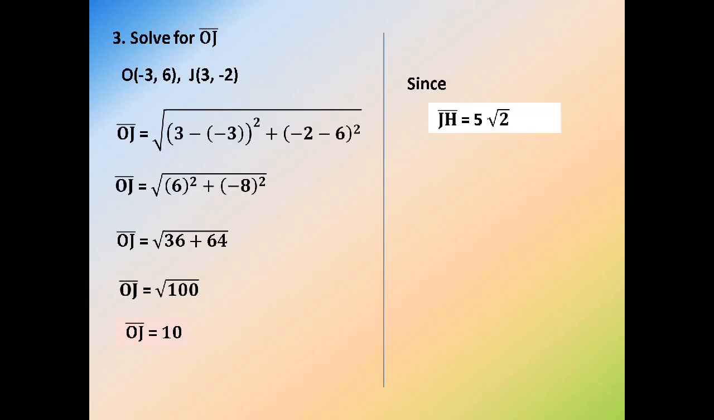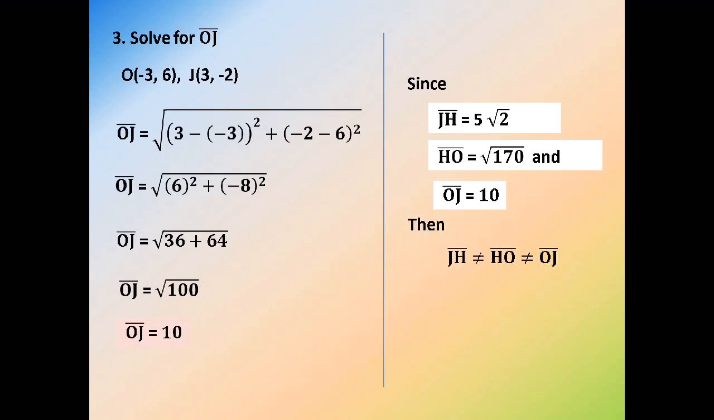So from the solutions that we have solved, we have segment JH, which is equal to 5 square root of 2, segment HO, which is equal to square root of 170, and segment OJ, which is equal to 10. Then we have proven that segment JH is not equal to segment HO, and it is also not equal to segment OJ.